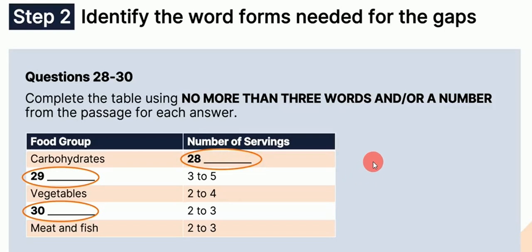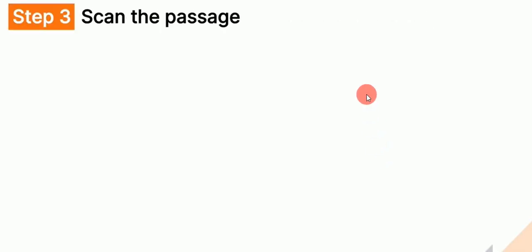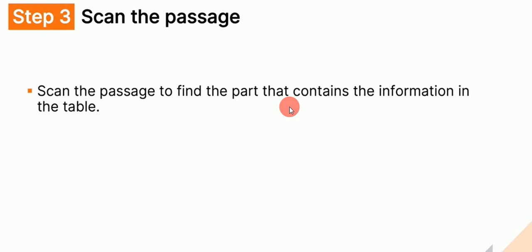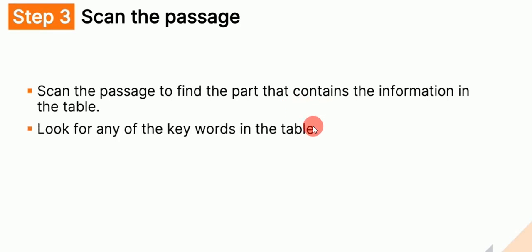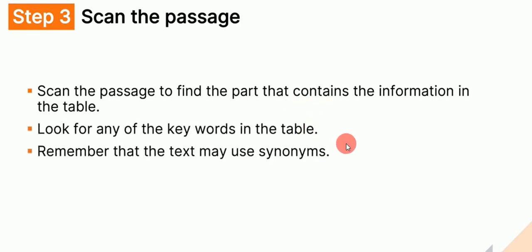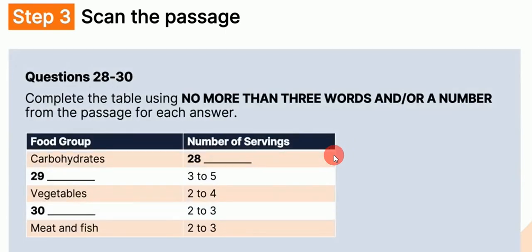Now it's time to scan the passage. You can look for any of the keywords in the table, but remember that the text may use synonyms. You could start scanning for the word carbohydrates and the word vegetables. Now they are unlikely to have synonyms, but you may find related words in the text.